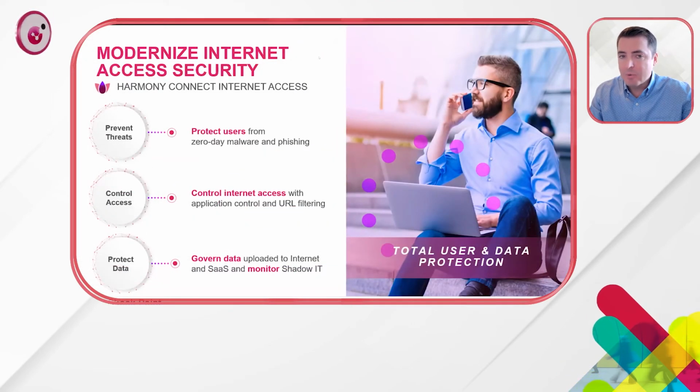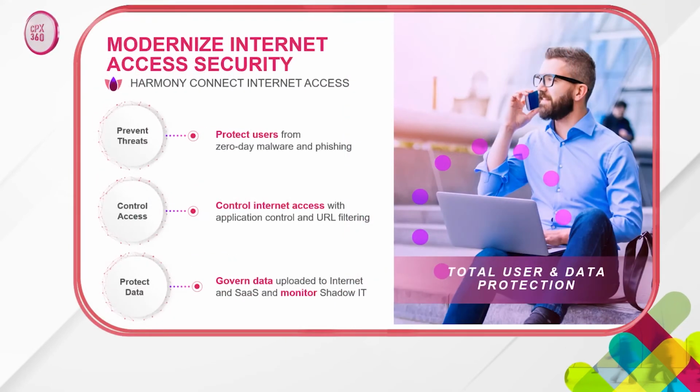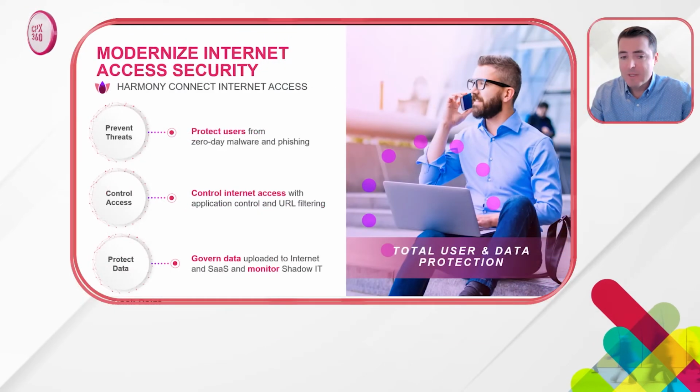Now, to summarize the value of our internet access capabilities within Harmony Connect, we're preventing threats by protecting users from zero-day malware and phishing. We're controlling access by controlling internet access with advanced application control and URL filtering, essentially protecting users from going to known malicious applications or URLs, or protecting these users from going to certain URLs that are outside of company or corporate policy. And we're protecting data. So we're governing data uploaded to the internet and SaaS and monitoring shadow IT within our platform. So we're providing total user and data protection within our Harmony Connect internet access suite for your roaming users and your branch offices.